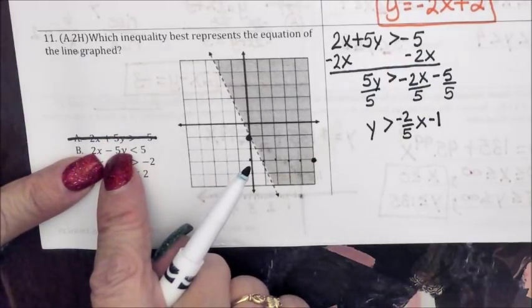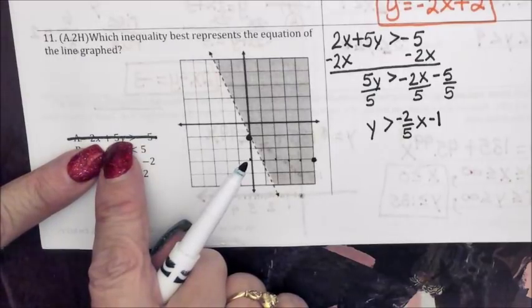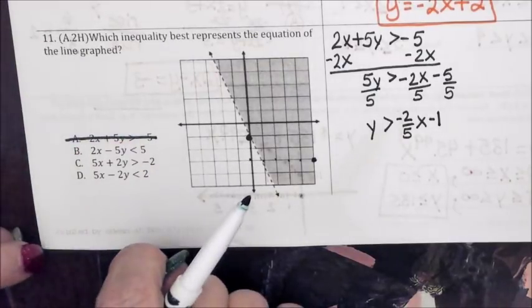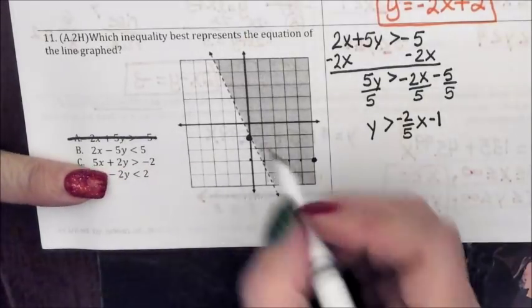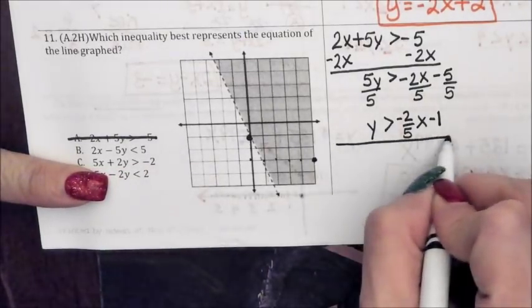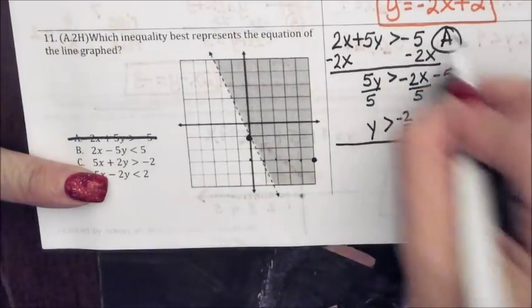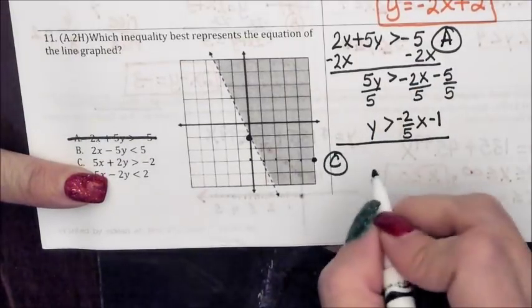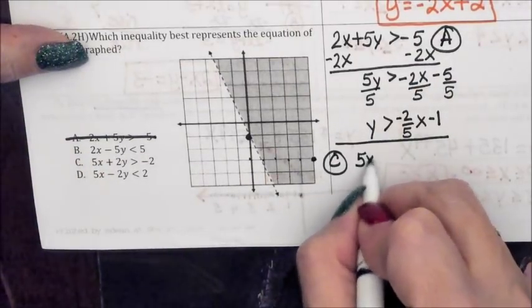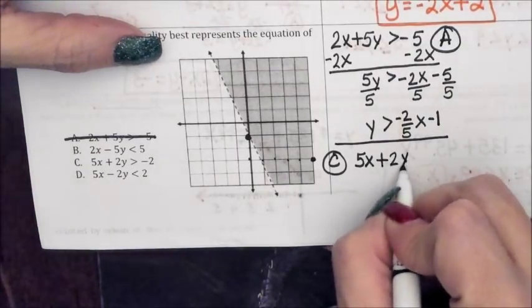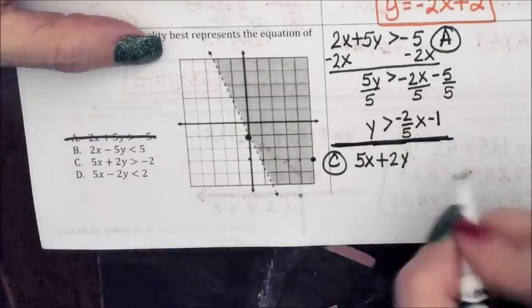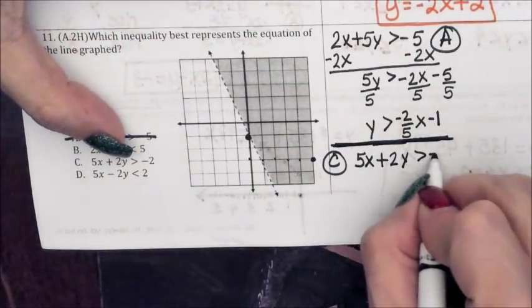You may not realize that, but if you work this one and it was almost right, find one that's real close to that. So maybe C. Maybe C would be a better choice. So let's try that. So I'm going to put an A right here so that I know which one that was. So let's work C. 5x plus 2y, I'm actually going to make that darker so I know, greater than negative 2.